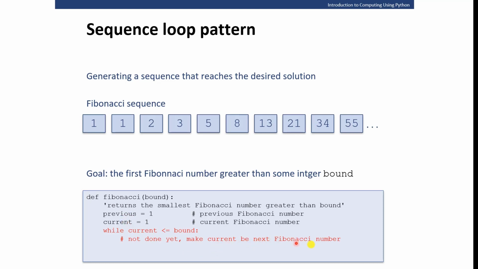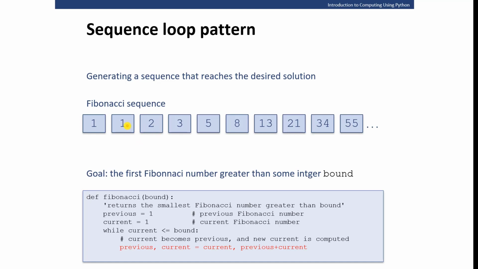So make current be the next Fibonacci number. Then we have to make the previous the new current, and the new current should be computed. In other words, you remember the parallel assignment? The previous will equal the current, and the new current will equal the previous plus current. So let's take a look here. If we have 1 and 1, we can add them together to have 2, and the new previous will be equal to 1 and the new current will equal 2.